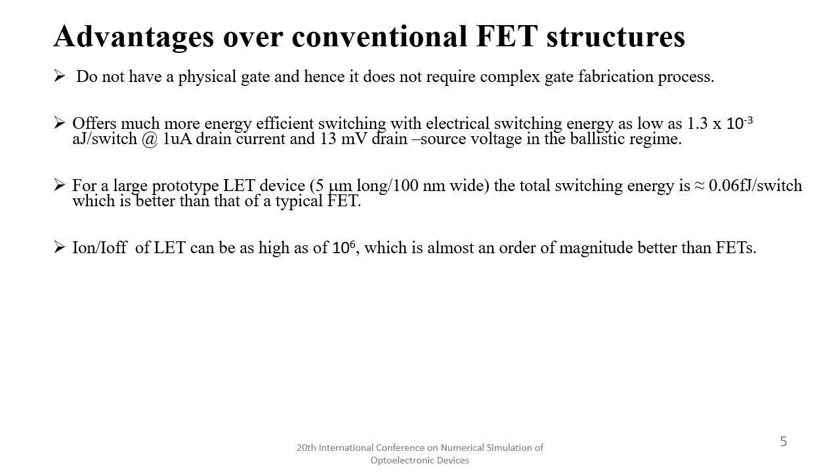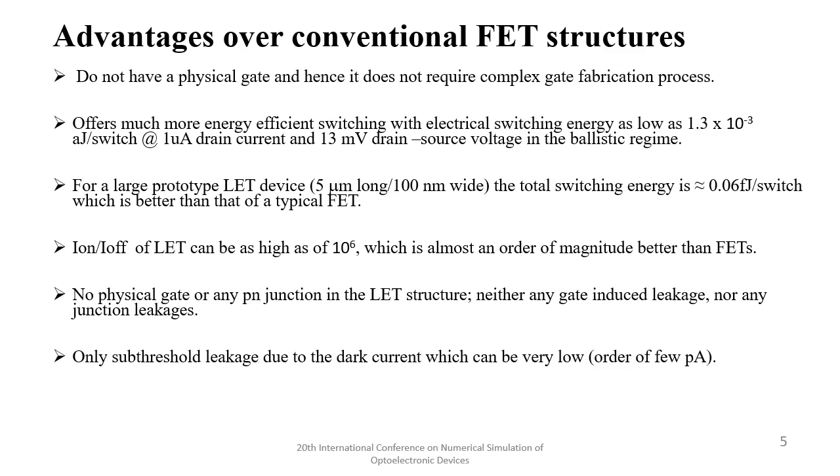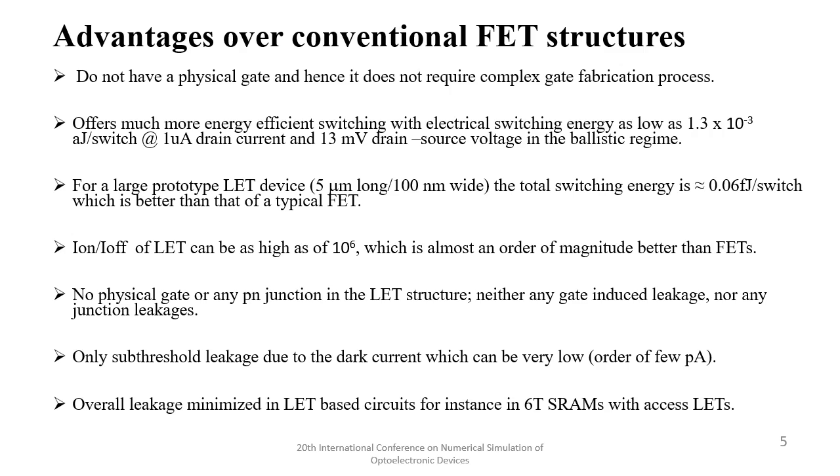The Ion/Ioff ratio could be as high as 10 raised to 6, which makes this device an excellent optoelectronic switch. Since this device does not have any physical gate, nor any PN junction, we can infer that the gate induced leakage and the junction leakage will not be present in this device. However, there will be the subthreshold leakage due to the dark current, and since the nanowire in the device is undoped, the dark current could be extremely low, say a few picoamperes or so.